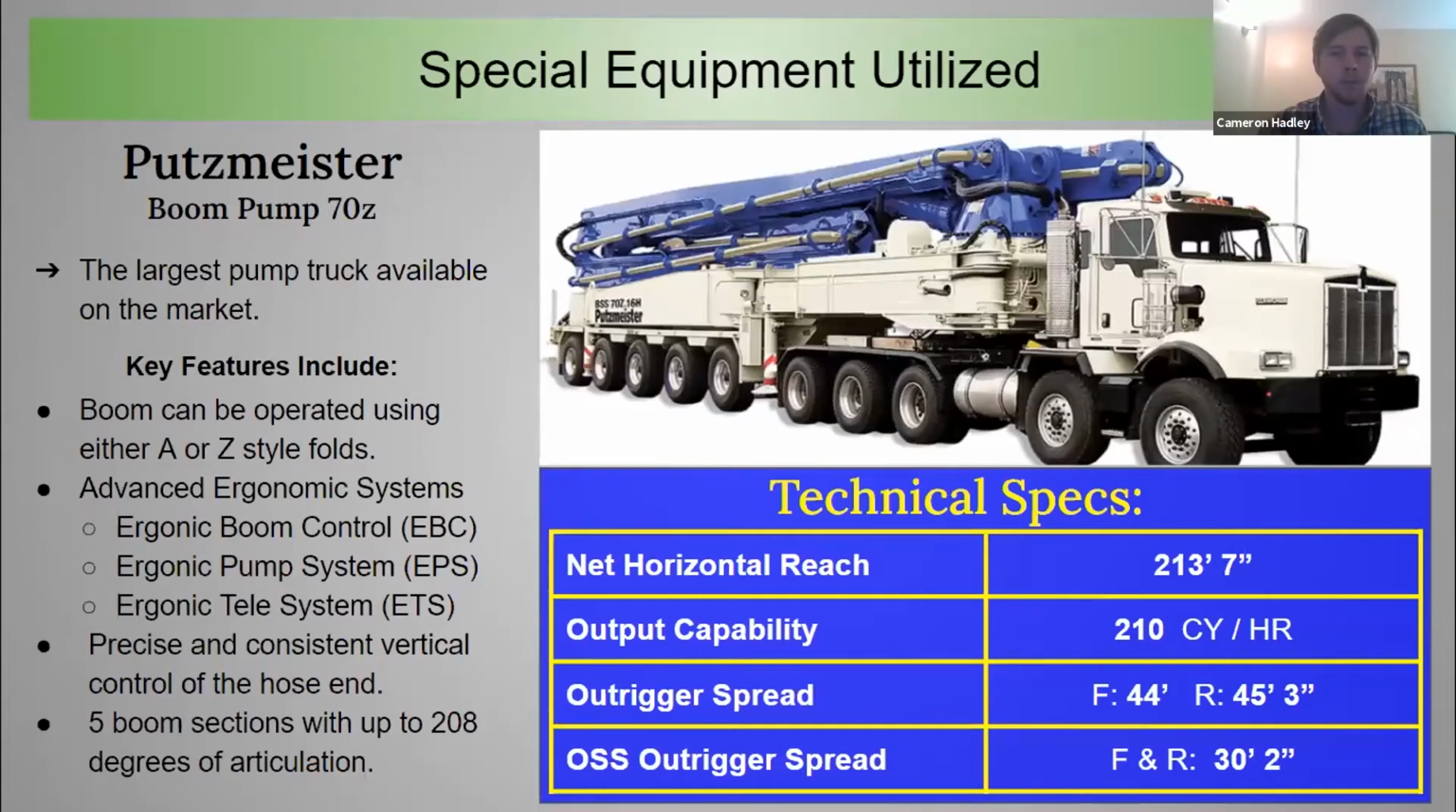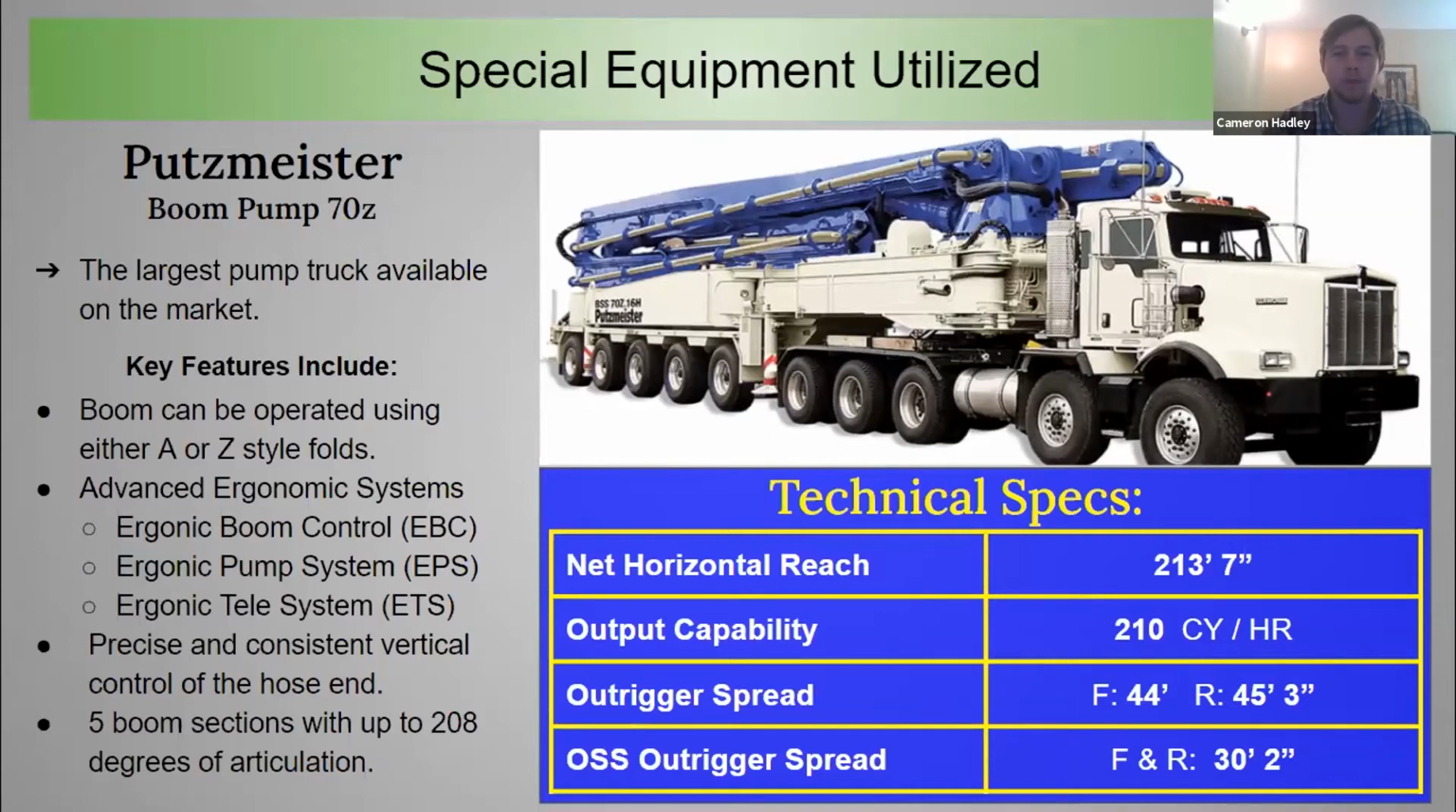So another piece of special equipment that we used was the Putzmeister 70Z boom pump truck. It is the largest pump truck available on the market. Some of the key features are that the boom can be operated using either A or Z style folds. There are advanced ergonomic systems to help with the operator. You have precise and consistent vertical control of the hose end, and the 5 boom sections have up to 208 degrees of articulation.